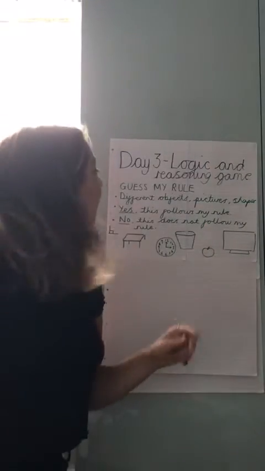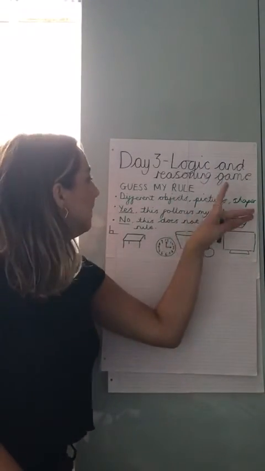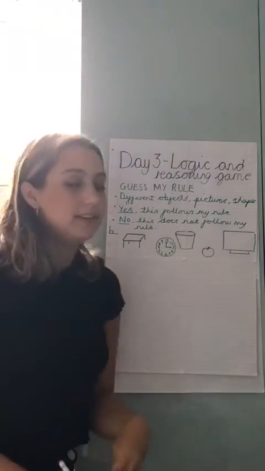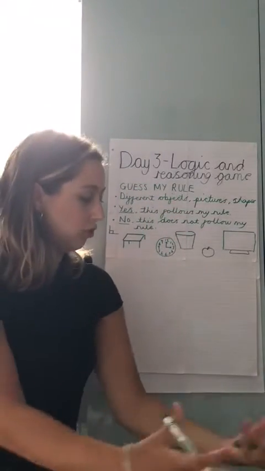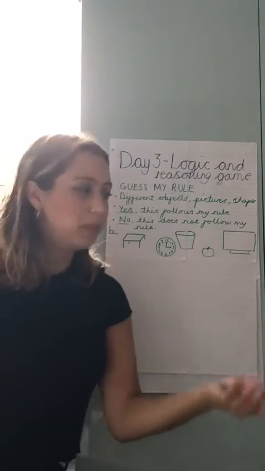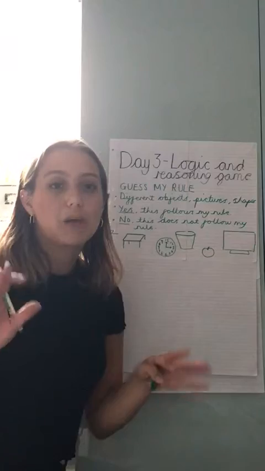Number 3, day 3 even, logic and reasoning games. So your first one is guess my rule. You're going to need a big group of different objects, pictures, shapes, could be things around the room, could be things you could pick up, and then you're going to come up with a rule.